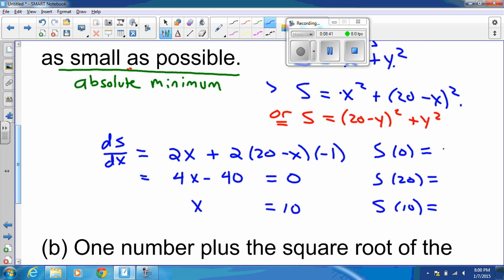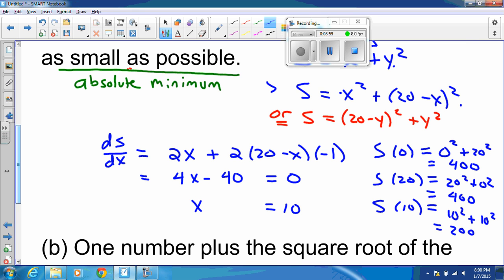So s of 0 would be equal to 0 squared plus 20 squared, which is 400. s of 20 would be 20 squared plus 0 squared, which is again 400. And s of 10 would be 10 squared plus 10 squared, which is equal to 200. So it's pretty clear that s of 10 is our min, and s of 0 and s of 20 are both our max.